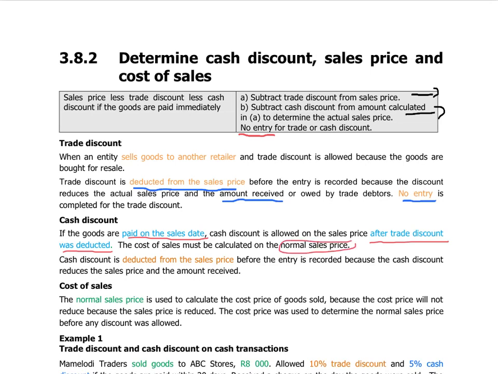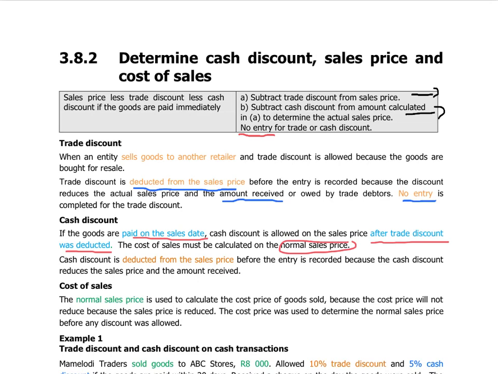That is very important. So although you deduct the trade discount and the cash discount from the sales price to determine the actual sales price, the cost of sales must still be calculated on the normal sales price because the actual cost price was used to determine the normal sales price. Cash discount is deducted from the sales price before the entry is recorded, and no entry will be recorded for the cash discount or the trade discount.